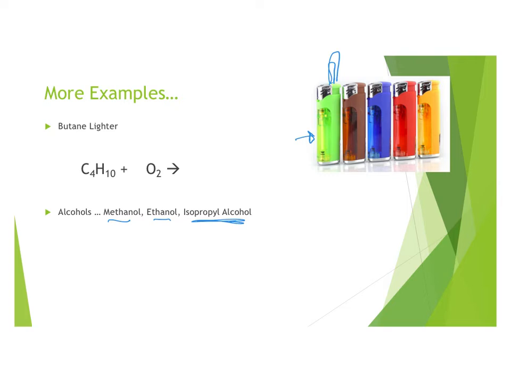So C4H10 plus O2, and again, our products are always CO2 plus H2O. There we go, we've got our products written, and now all we need to do is balance. So C4, 4 carbon. Over here we need 4 carbon. 10 hydrogen means that I've got to put a 5 in front of this. Oxygen, I've got 2 here, and 8 plus 5 over there, which is 13.